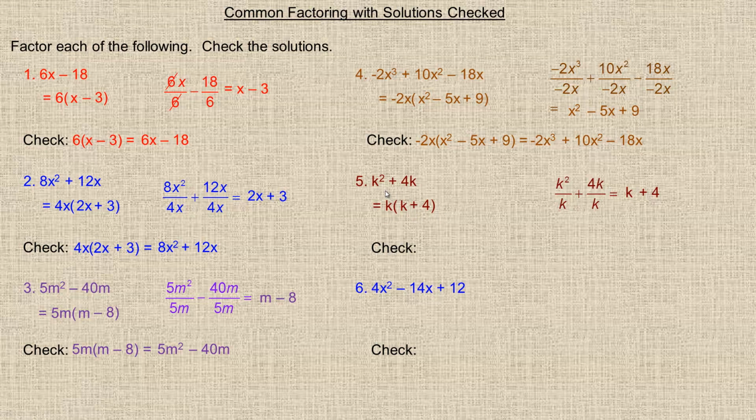We check by expanding this out. We should get this. So k plus 4, k times k is k squared, k times 4 is a plus 4k. And that is exactly the same as what we started with.